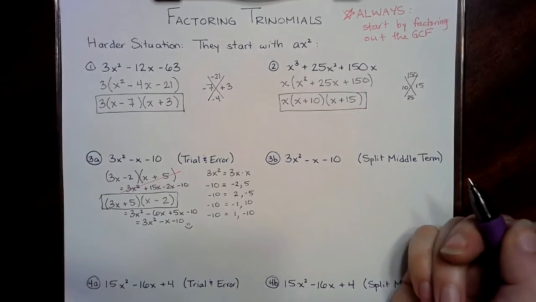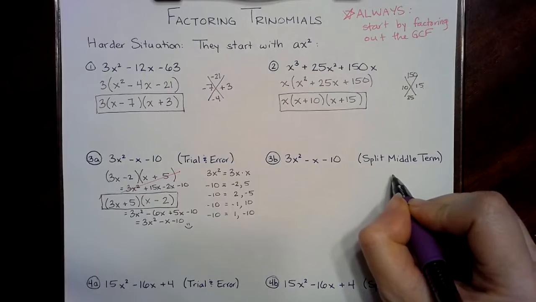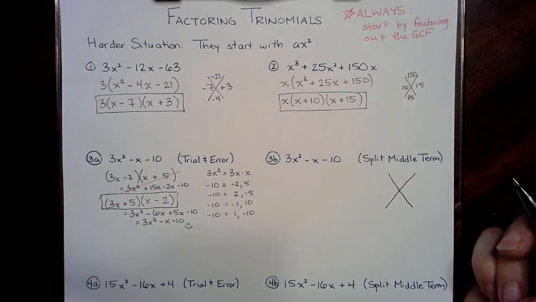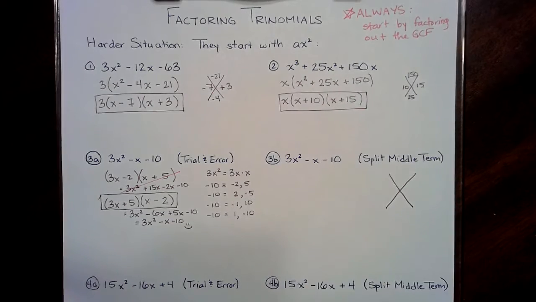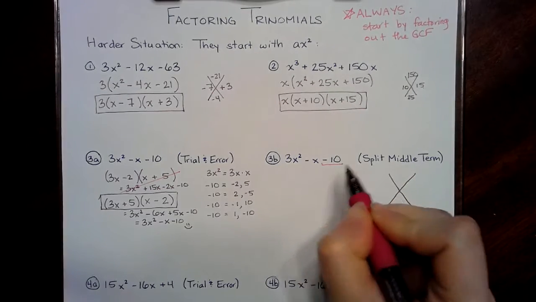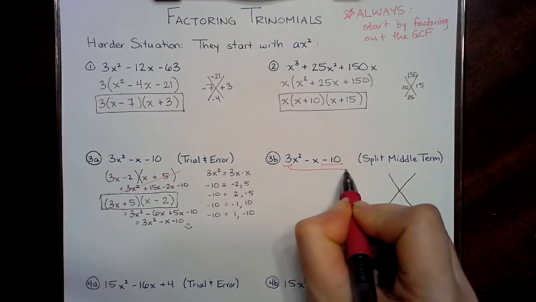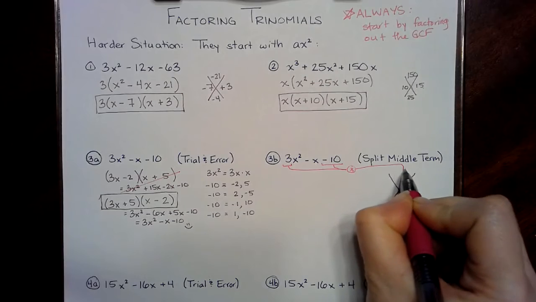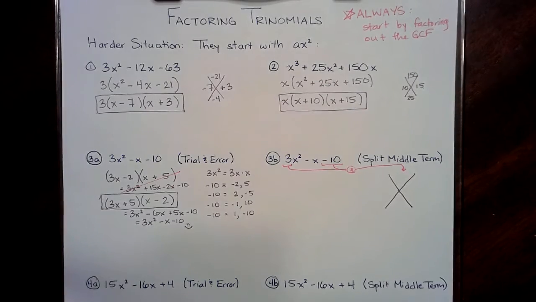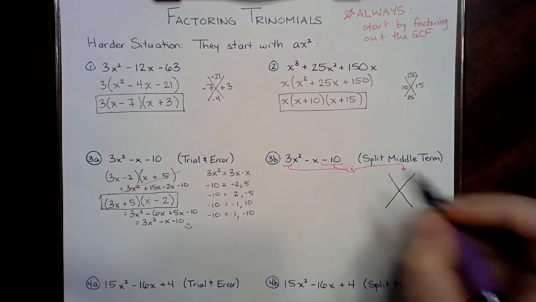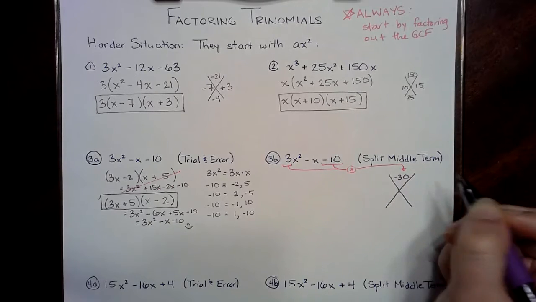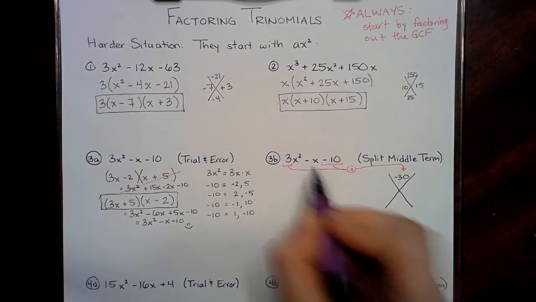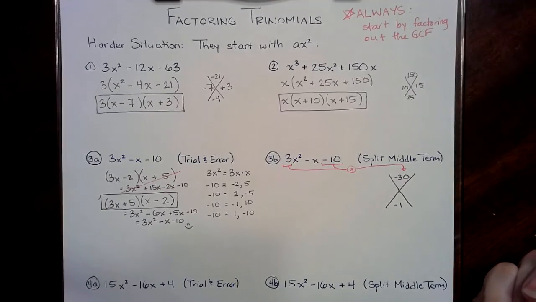So here, for this one, I'm going to set up the same diamond problem that we've been doing, but instead of putting minus 10, I'm going to take both of these numbers, multiply them together, and that is going to give me the number that I put on top. So 3 times negative 10 will give me negative 30, and then this middle number, there's really an invisible one there, is going to be negative 1.